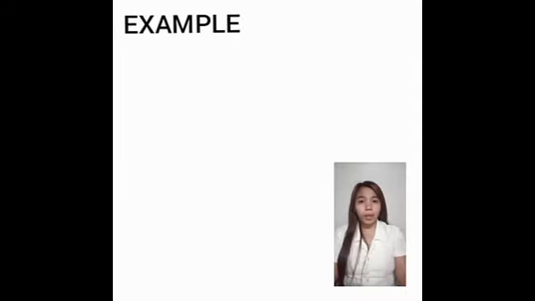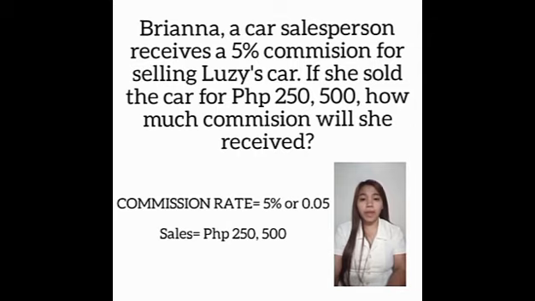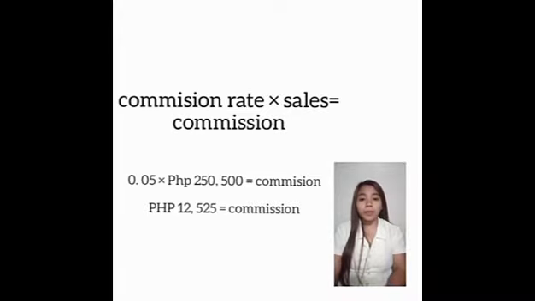For example, Rihanna, a car salesperson, receives a 5% commission for selling a used car. If she sold the car for 250,500 pesos, how much commission will she receive? Using the given information, we know that the commission rate is equal to 0.05 and the sales is equal to 250,500 pesos. Then, using the formula, 0.05 multiplied by 250,500 pesos is equal to the commission.